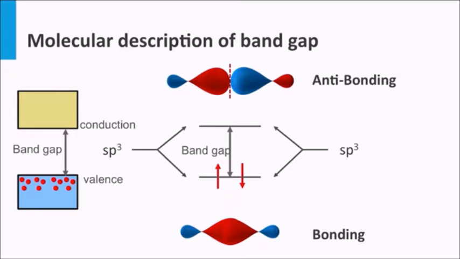Let's consider the example of silicon again. For silicon, the far majority of electrons will fill up the lowest bonding state. These lower bonding states reflect the valence band as introduced earlier. The anti-bonding states correspond to the conduction band and are hardly occupied by any electrons. The gap between the bonding and anti-bonding states corresponds to the band gap.